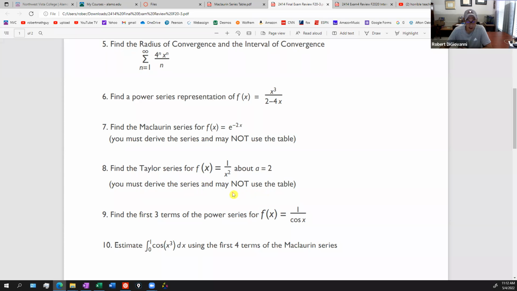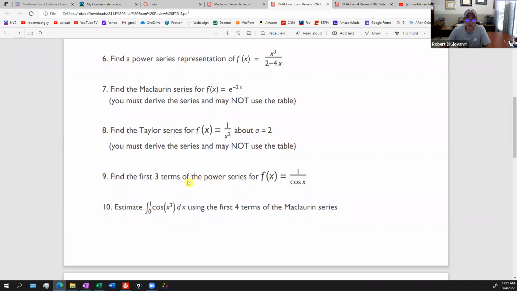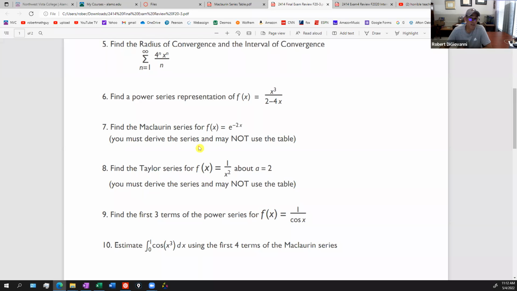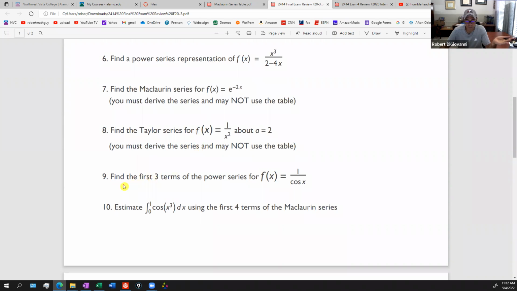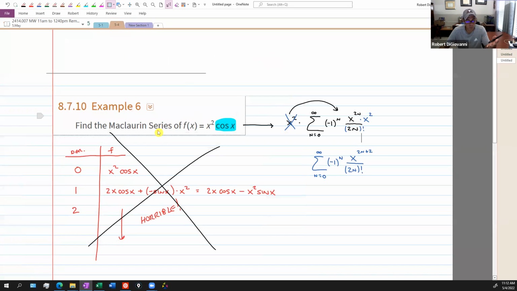Now, after that, if I don't tell you, hey, you can't use the table, then you can use the table. So like for number 9, I'm allowed to use the table. For number 10, I can use the table, all right? If I explicitly say you must derive it, then you have to do it like we did last class. Is that clear to everyone? Sure. So in this problem, I did not say you must derive it. So I just used the table and got the answer.